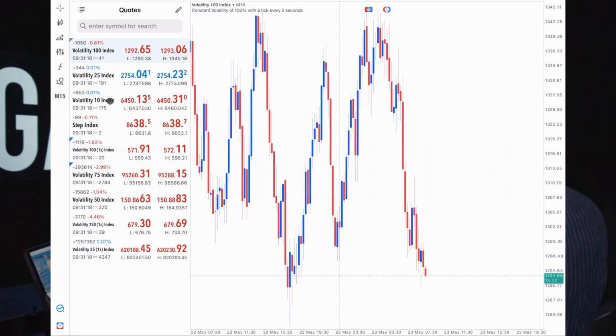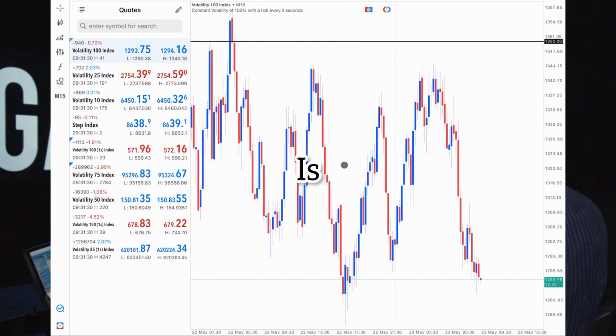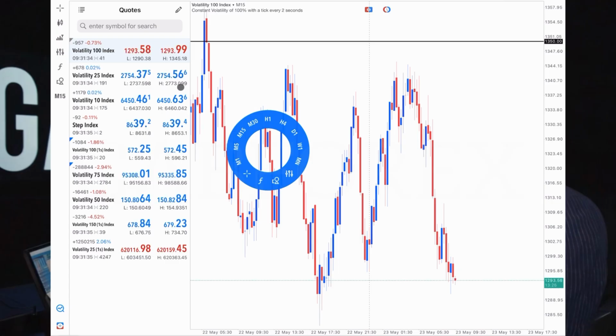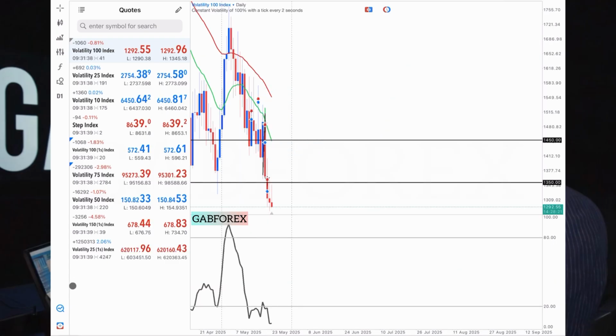1 2 3 4 5 6 7 8 9. I have about 9 on my watch list. Should be 10 or 20 or thereabout, because this strategy is something else. Alright, so let's start from the first on the watch list, which is volatility 100. Alright, so we are going to start from the daily time frame.